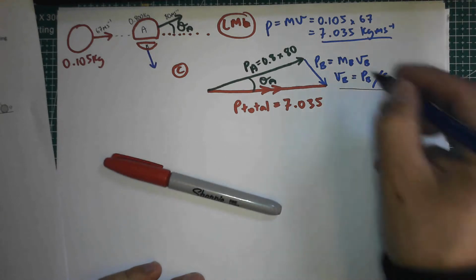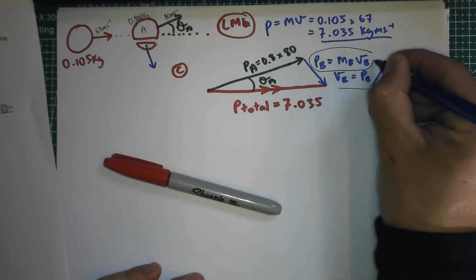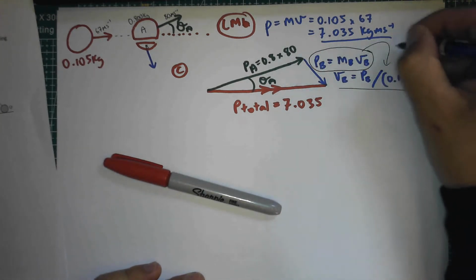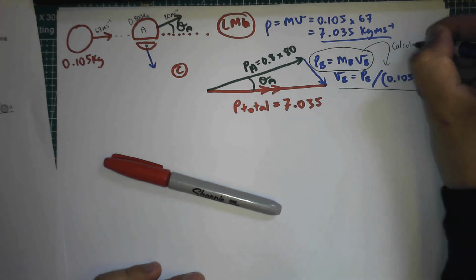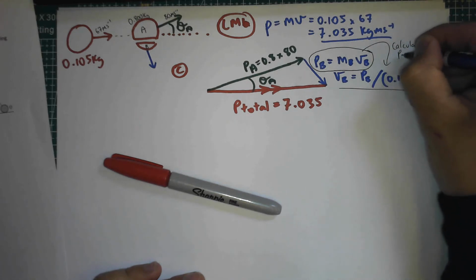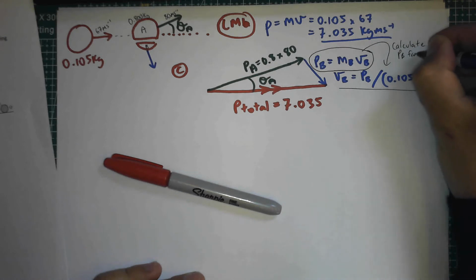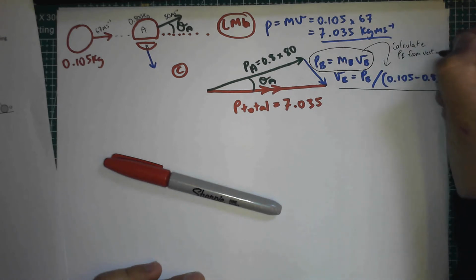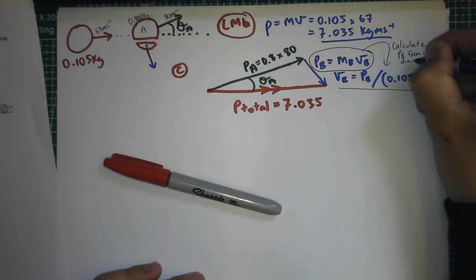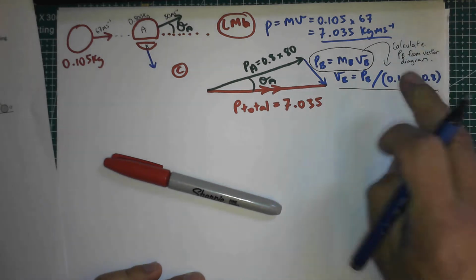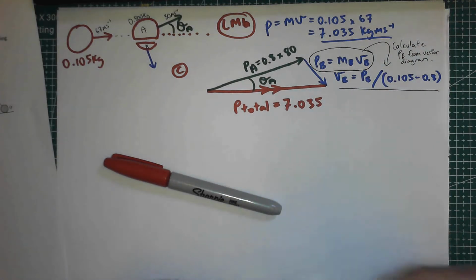So you first need to calculate pB from the vector diagram, and then you calculate the velocity of B.